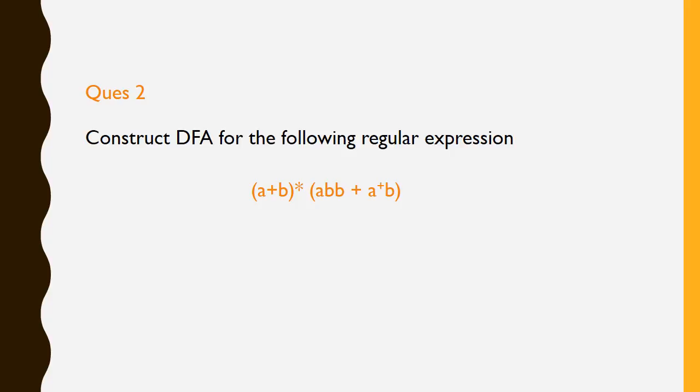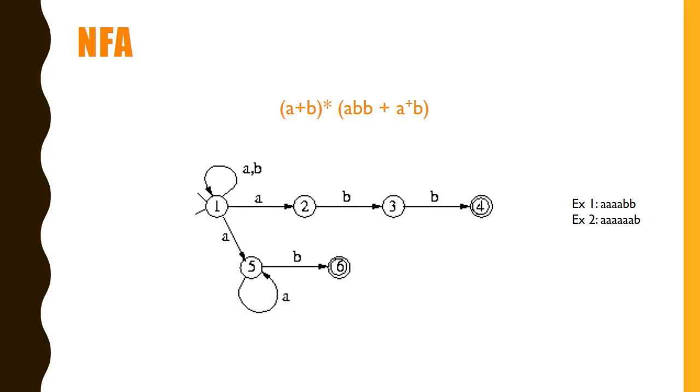Hello friends, today we will be constructing a DFA for the given regular expression, that is (a+b)*(abb + a+b). In order to construct the DFA for the given expression, we will first be constructing an NFA for the same. So to reach the final states, we need to have either abb or a positive closure b at the end of the expression to get it accepted.